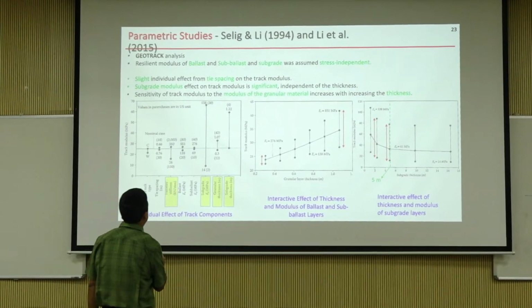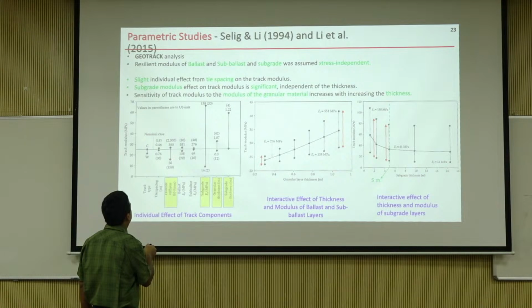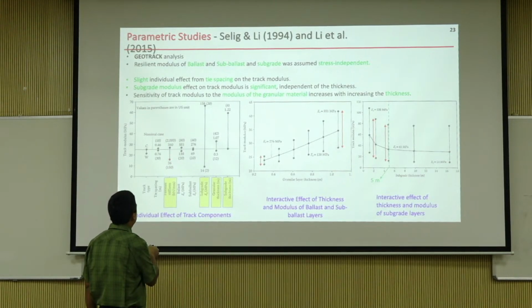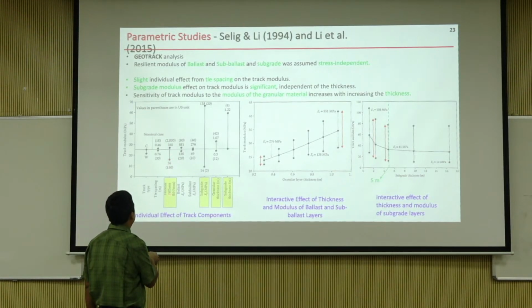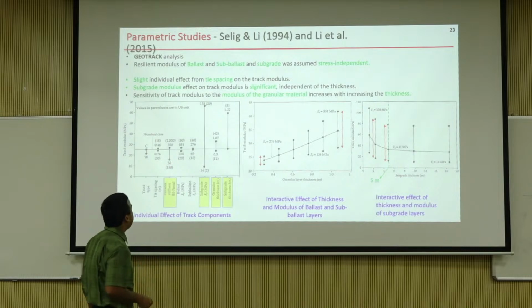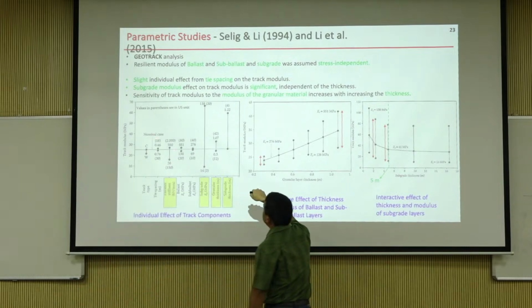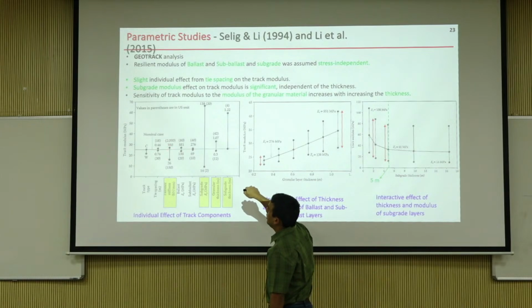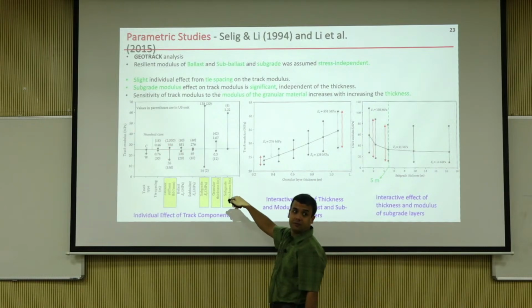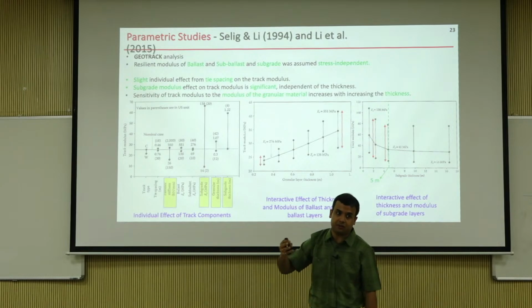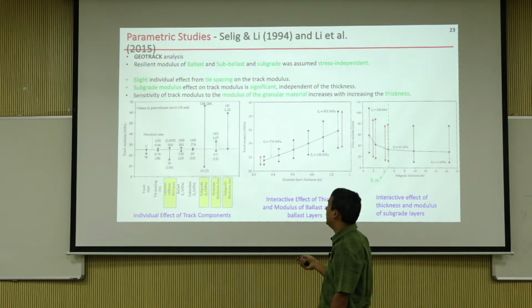Fastener stiffness, look, 350 versus 26. This is in US units, and kilonewton per millimeter is here. So the point is, if you increase the fastener stiffness significantly, this is different vendors providing different values. So if you change it, your track modulus does change quite a bit.